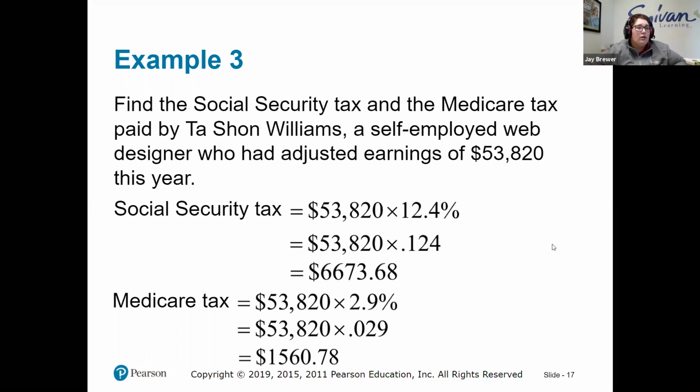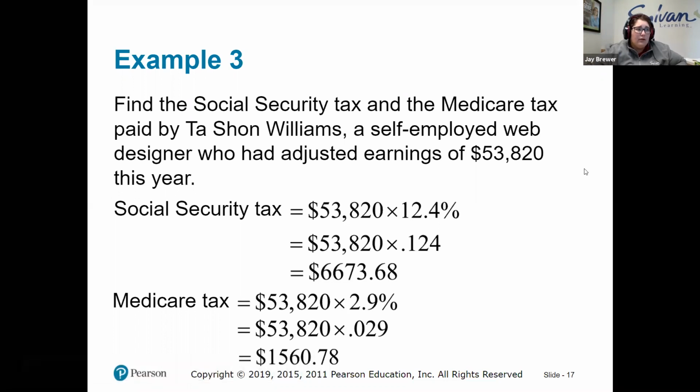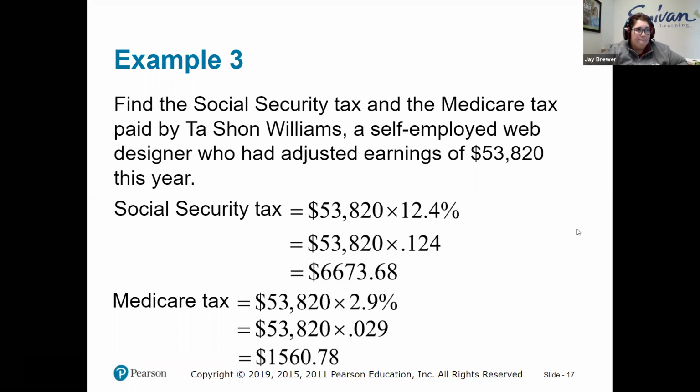So for questions where they tell you that the person is self-employed, remember that you just want them to be paying double. If it helps you remember, if you see self-employed, then they're their own employer. So they have to basically pay twice. They're paying as the employee and they're paying as the employer. So you could find it separately and then add it up, but eventually it's going to end up working out to be the same. All right.